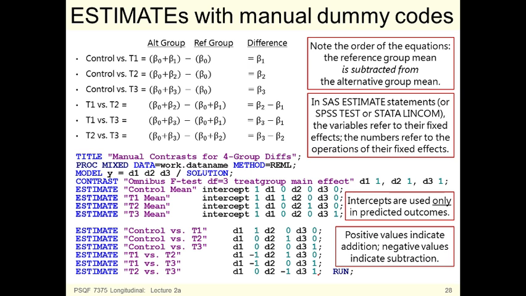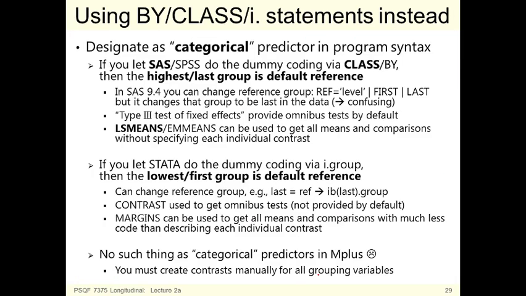Because all of this coding is helpful for pedagogical reasons, but it's absolutely not necessary because there is a faster way to ask for all of this information. It is what's known as denoting the predictor as categorical. So in SPSS, this is a by option. In SAS, it's called class. In Stata, it's called I-dot. And in R, I believe it's known as making it a factor variable. Does that sound right?